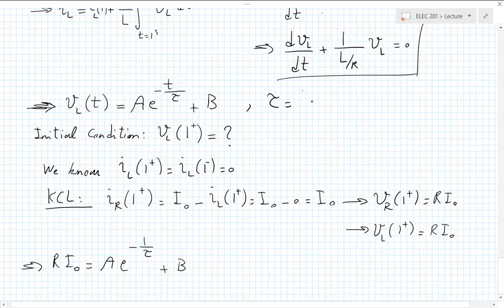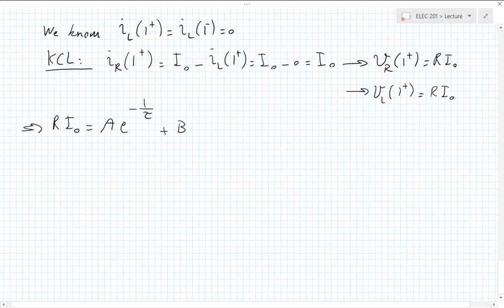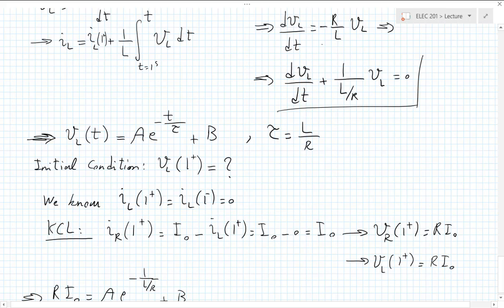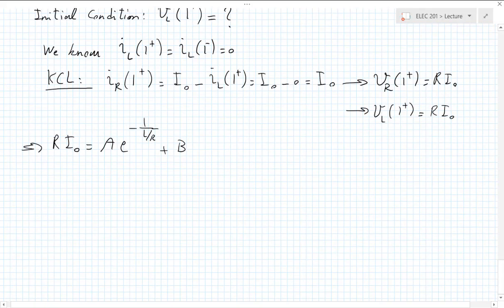Let's write it here. That's the time constant of a simple LR circuit. So I'll put it here also. If you can't find this on your own, come talk to me. But all you have to do is to try this form of VL of t in that differential equation. And you will see that for this to work, tau has to be equal to L over R. Well, there you go. So you have an equation that relates A and B.